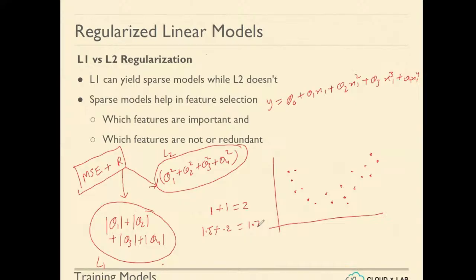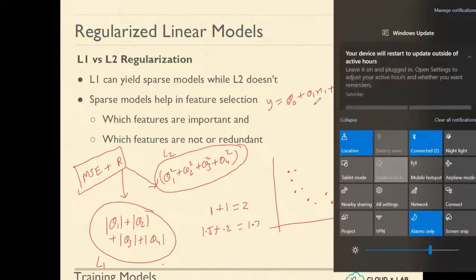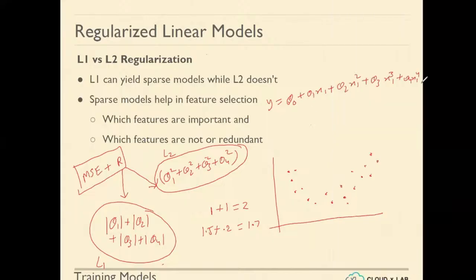The other case, let's say when all these thetas are 0, let's say theta 1 is 0, theta 2 is 0, theta 3 and theta 4 all are 0. In that case, what will happen?